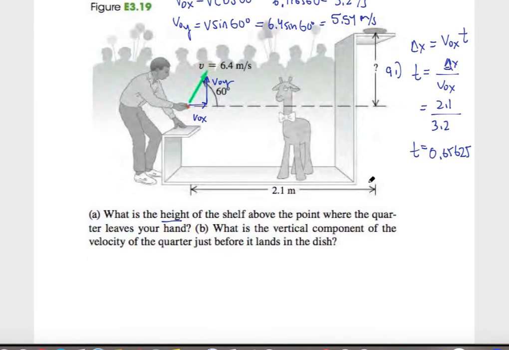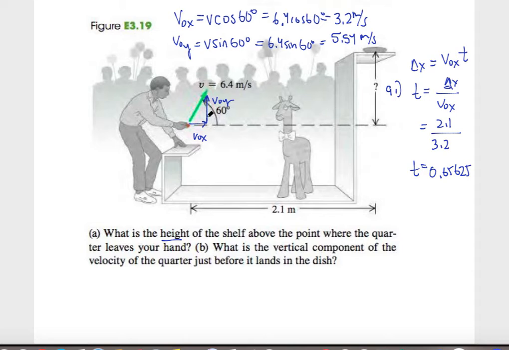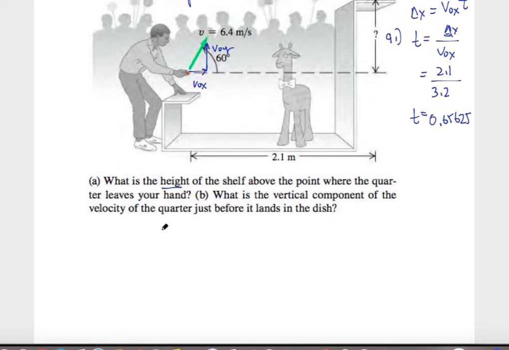And now we want to use the second kinematic equation for the y direction in order to figure out its height at this time. So for the second kinematic equation in the y direction, I have y equals y naught plus v naught y t plus 1/2 acceleration in the y direction times the square of time. And we can go ahead and just define that this is 0 height, so we can say 0 meters.